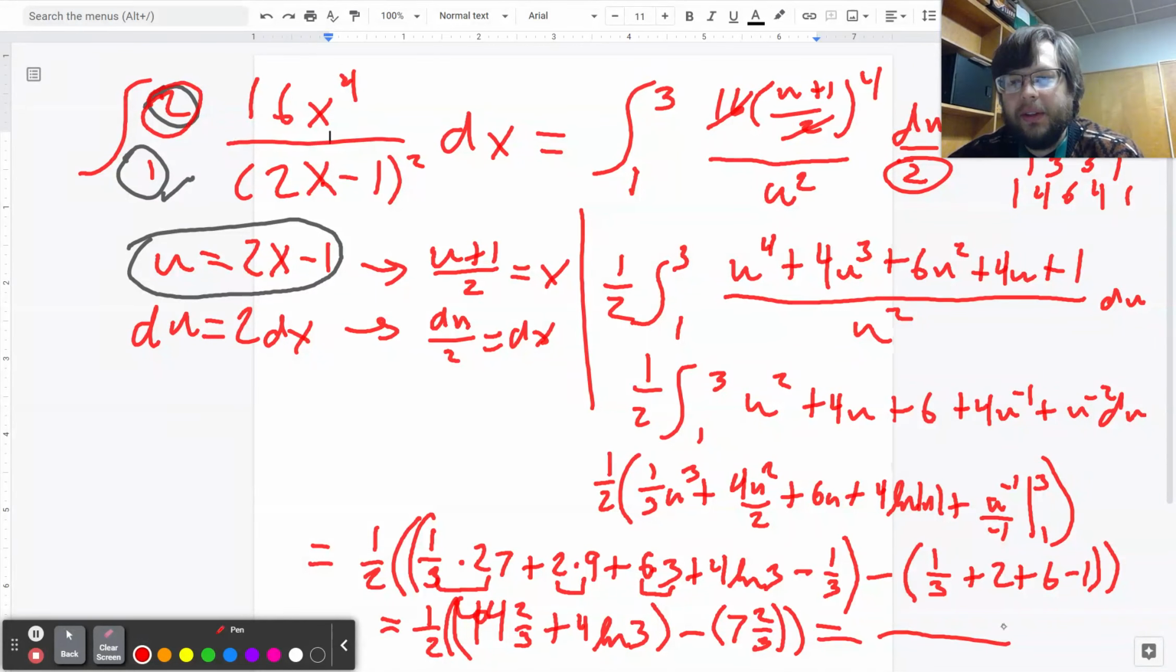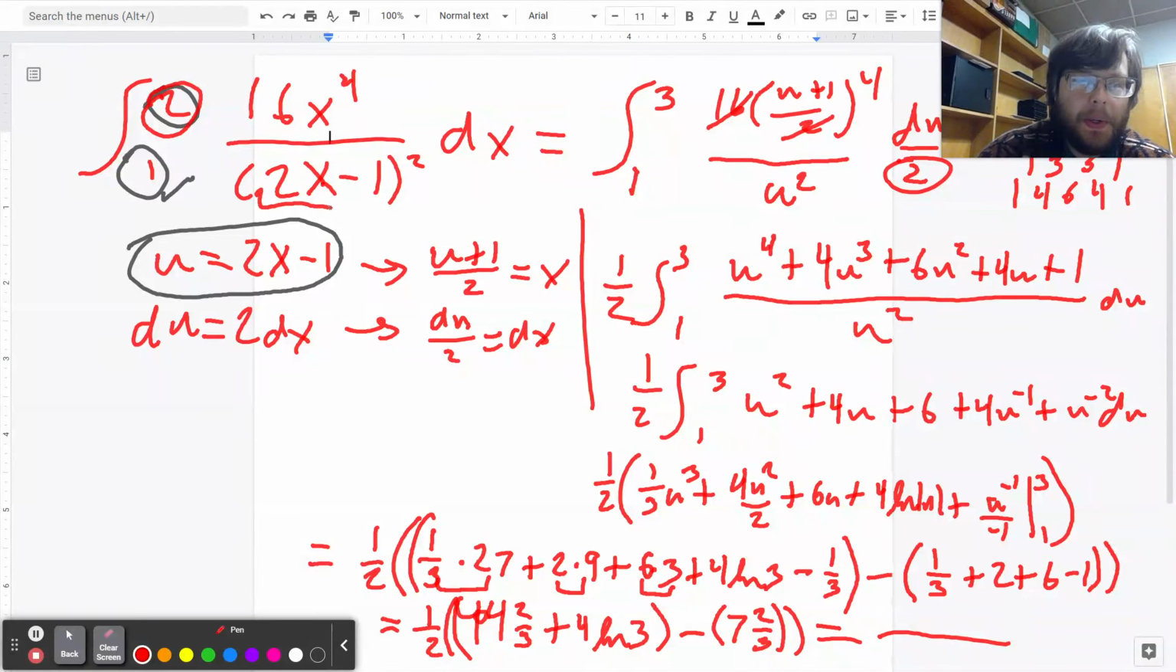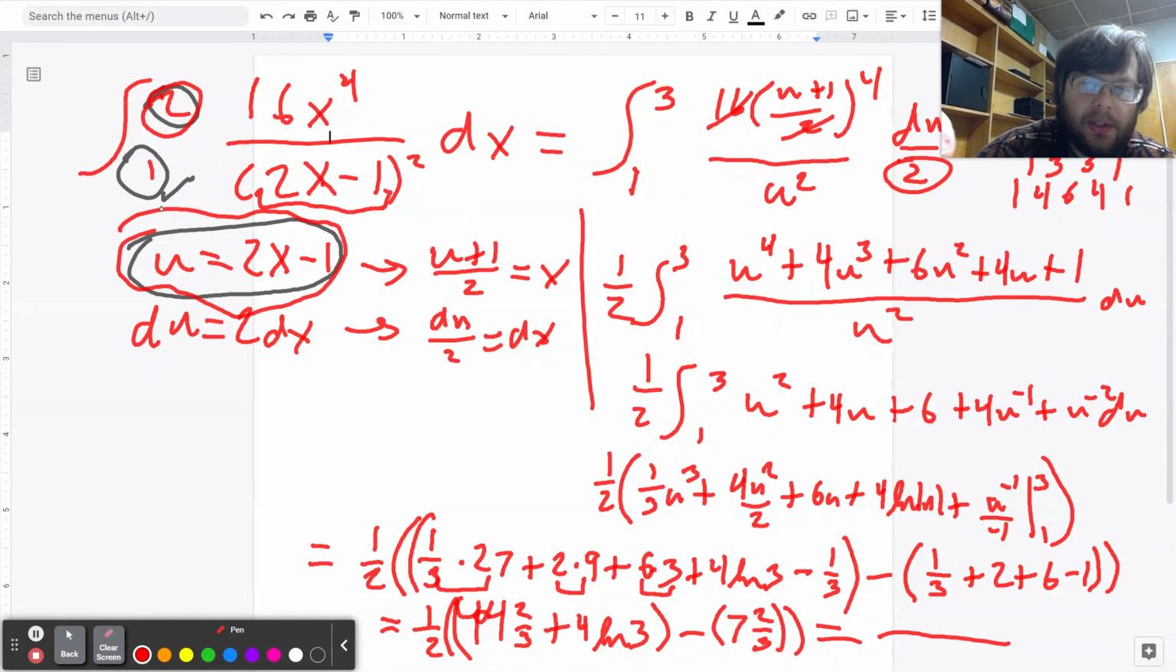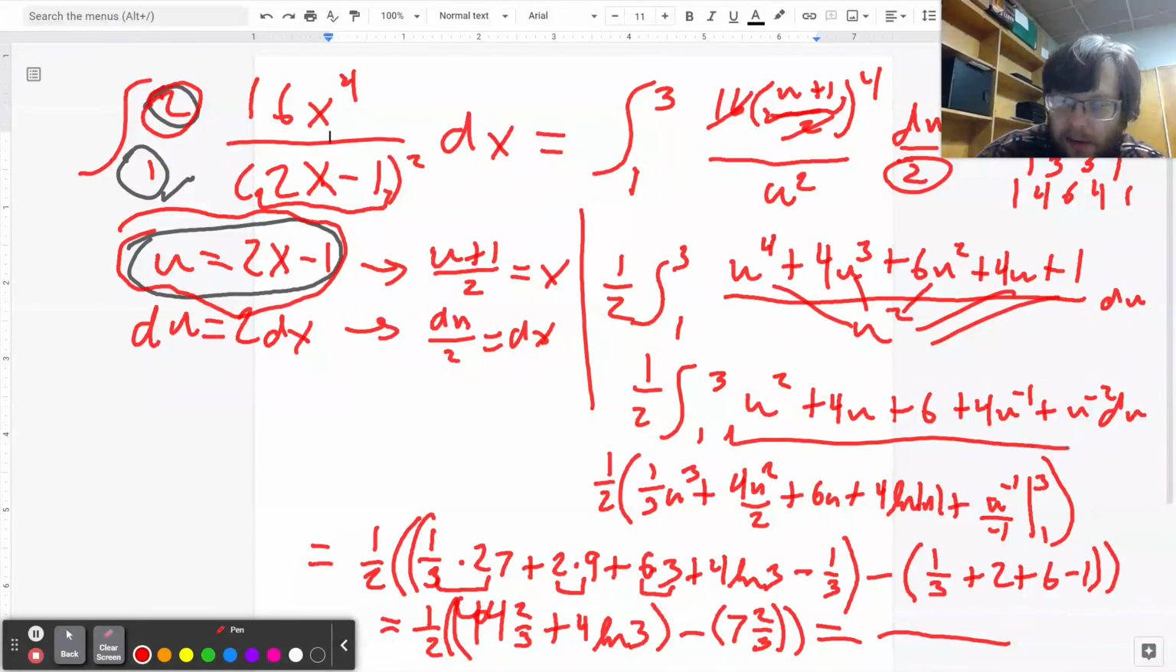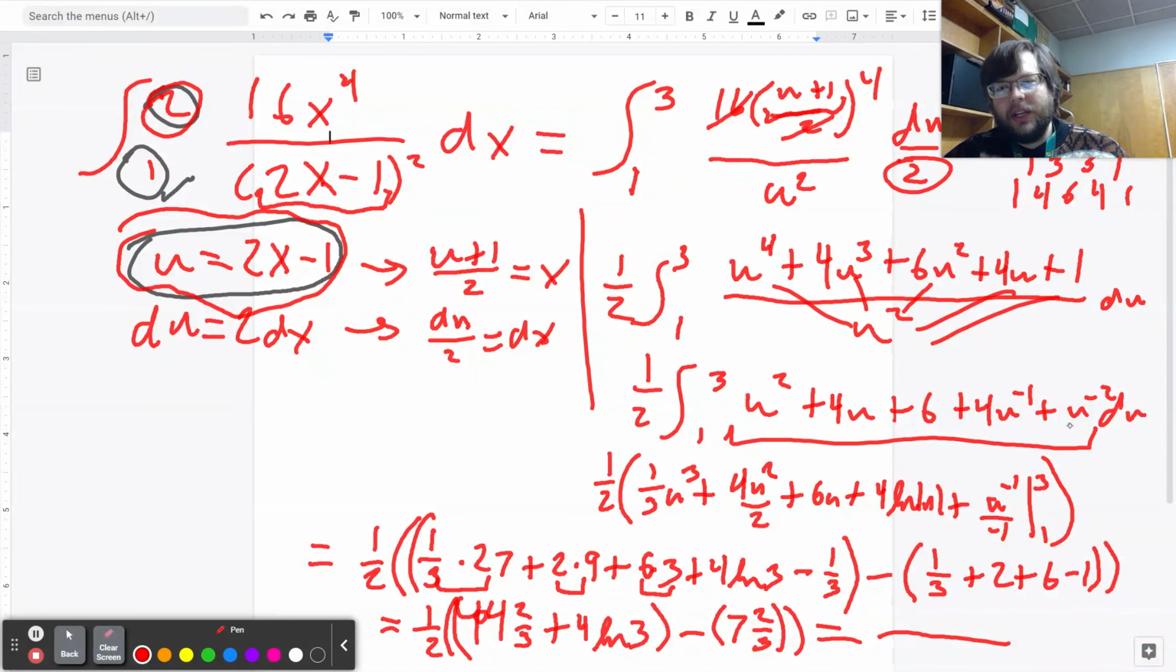The important thing about this is that when you have a linear term in your denominator, this substitution right here allows you to create a linear term in your numerator. And if you can expand it out, then you can divide each term, one term at a time, to make it into something that is polynomial-ish. And then you can integrate term by term.